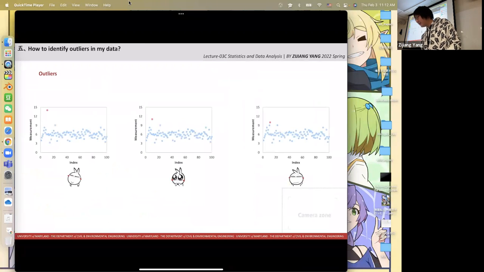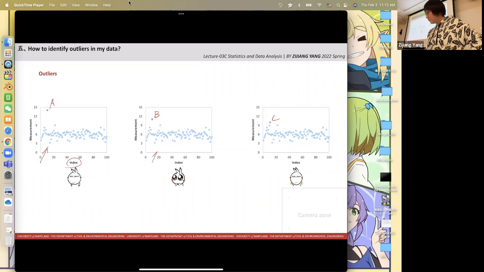Okay. And then we are going to talk about outliers. As an example of outliers, I prepared this slide. Suppose we have trials where they analyze the same thing 100 times. We can see we got data like this, and they are all the same, but the only difference is that we have the red points here. Let's just call them A, B, and C.